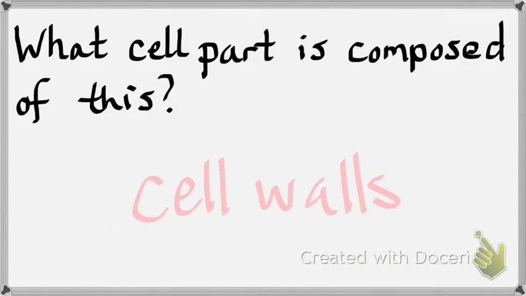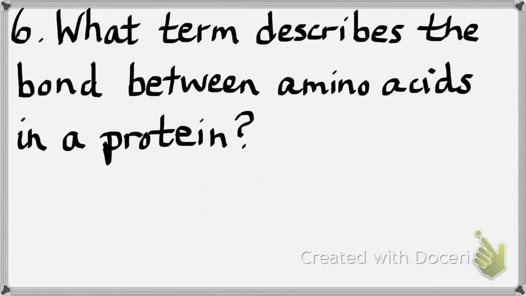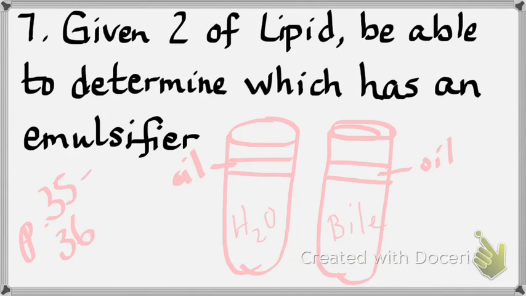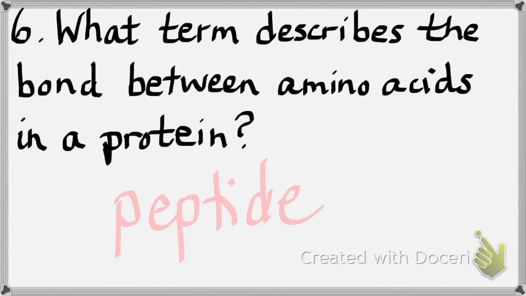What cell part is composed of cellulose? Cell walls. Let's try question 6. What term is used to describe the bond between two amino acids in a protein? Peptide. Was that on our test last week? No, I had a drawing of an amino acid on the test. Okay, what term describes the bond between amino acids in a protein? That's a peptide bond.